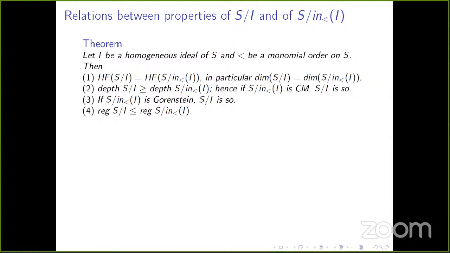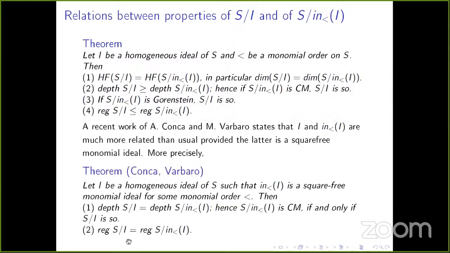And the fourth gives a relation between the regularities. It says that the regularity of S/I is less than or equal to the regularity of S/in(I). So recently, Conca and Varbaro proved that I and the initial ideal of I are much more closely related than usual, provided that the initial ideal is a square-free monomial ideal.